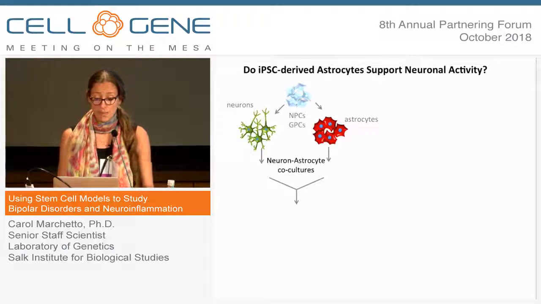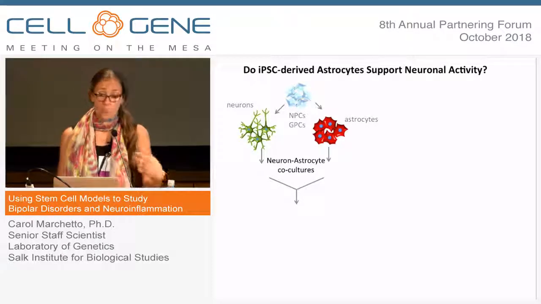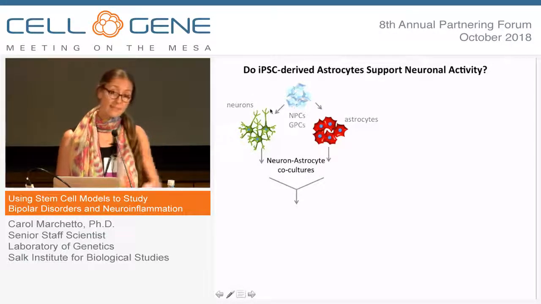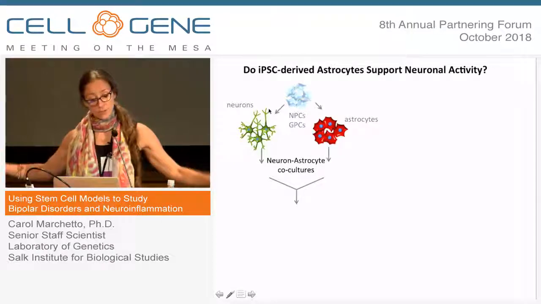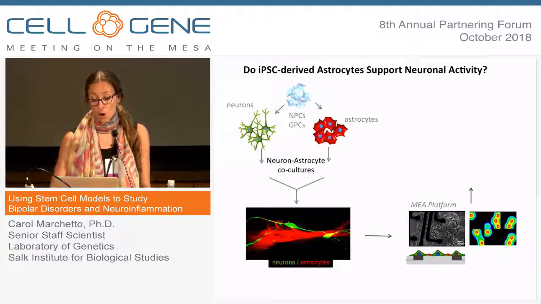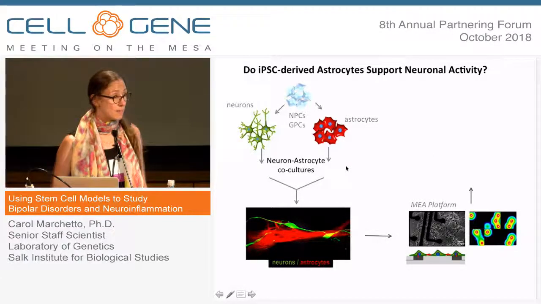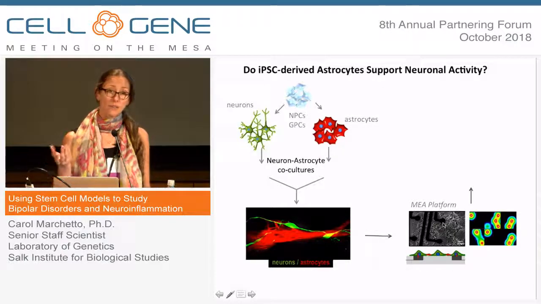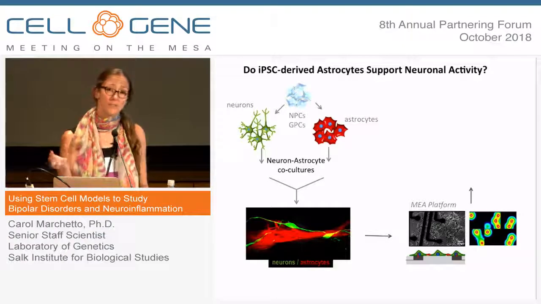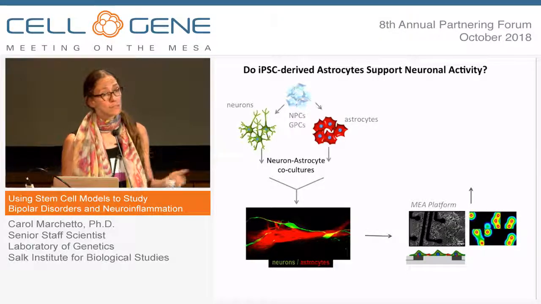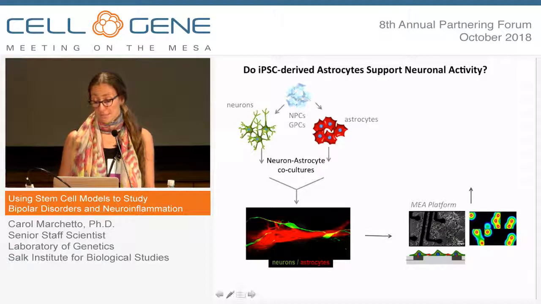Our next question was, can they support neuronal activity? So what we did is we made a culture system where we differentiated NPCs, neuroprogenitors, into neurons, and glial progenitors into astrocytes, and we co-cultured them together on a platform called a multi-electrode array, as has been talked about already by Kristen. So the idea is that we have electrodes, from Axion Biosystems, embedded into the plate, and the electrodes are able to detect extracellular neuronal activity. So the readout will be spikes. It's a spontaneous activity from the neurons.